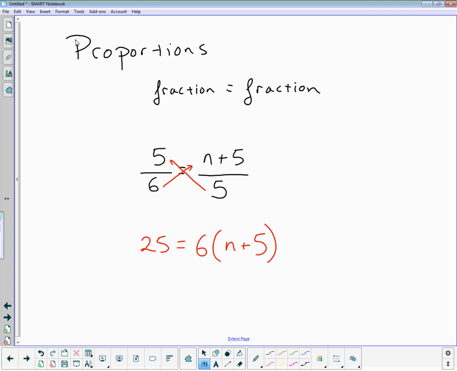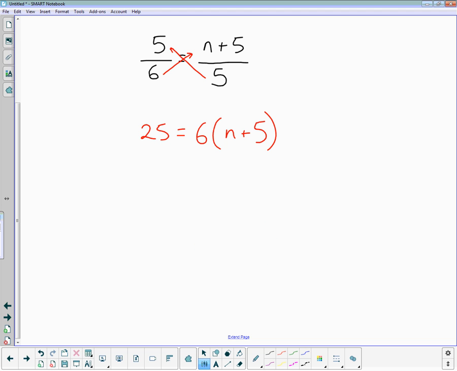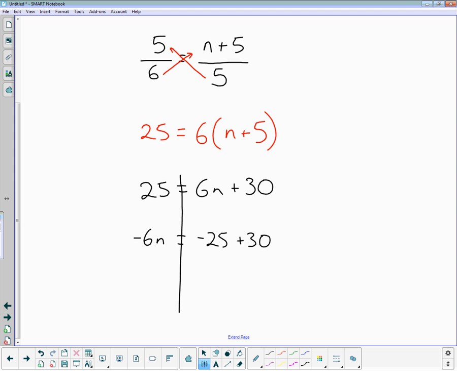At this point, we're back to where we were dealing with all of the solving equation stuff from the other day. So you're going to distribute first. Now you're going to solve for the variable. So we're going to move everybody around. Move the 25 over. Move the 6 over. Bring the 30 down. What's 25 minus 30? Negative 5.